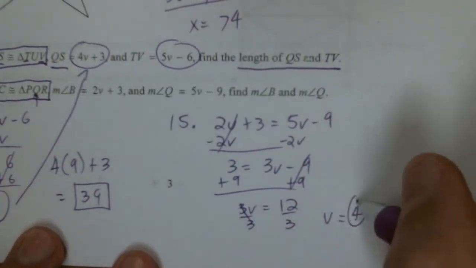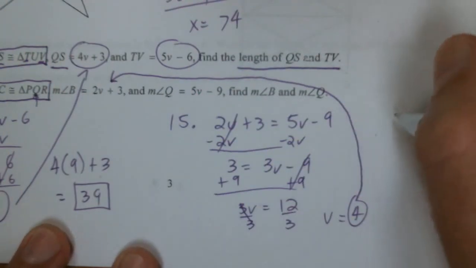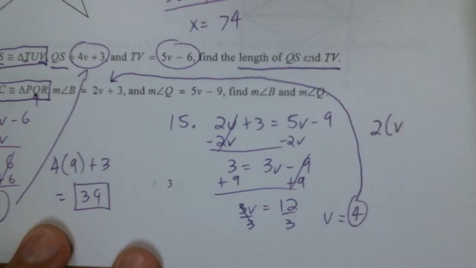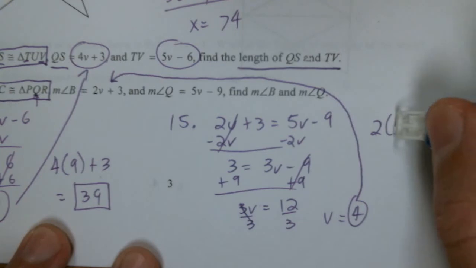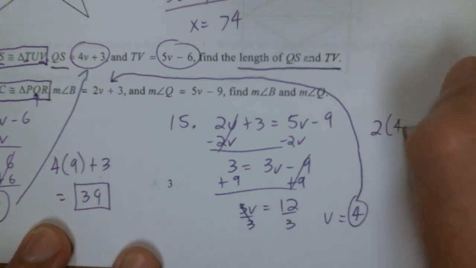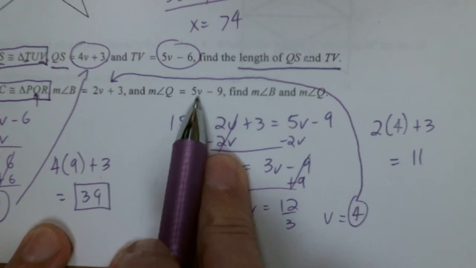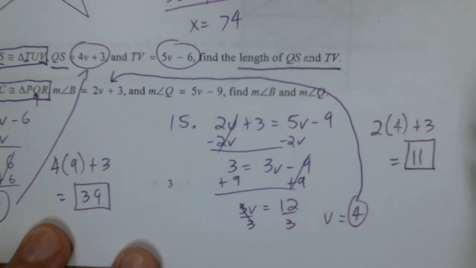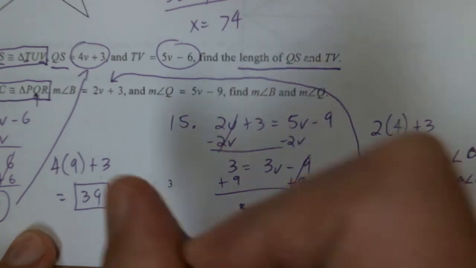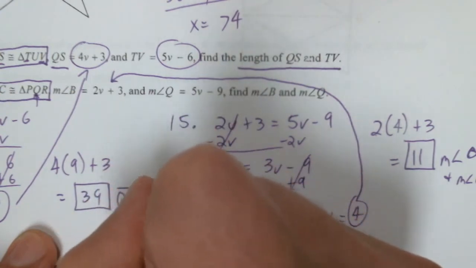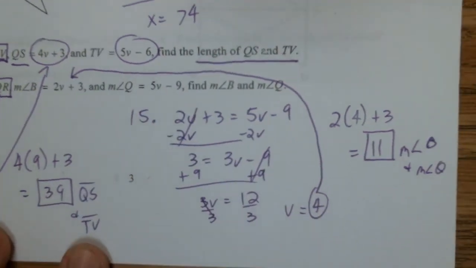That's all well and good, but I got to take this guy and plug him back in. I'm going to plug it back into the easier one. So 2 times V, which is 4, plus 3, that's 8 plus 3, that's equal to 11. Plug it into the other one. V is 4. 5 times 4 is 20, minus 9, that's also 11. So that would be the measure of angle B and the measure of angle Q. And the 39 would be the QS and the TV lengths. Alright, so that's how you do those problems.